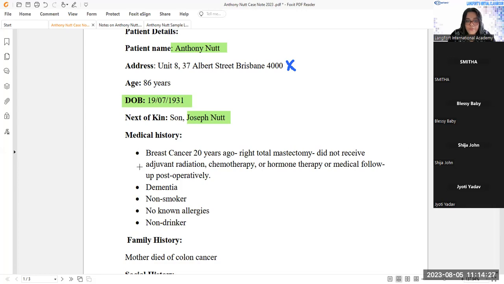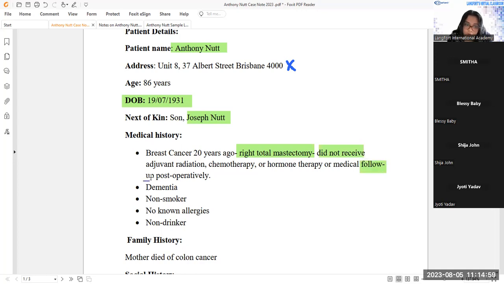Go through it. Breast cancer 20 years ago. Okay, so should I say breast cancer 20 years ago? No, you can write mastectomy. Yes, very good. If you say this is a male patient with a total mastectomy 20 years ago, it's understood, right? It's due to breast cancer. And should I specify that the patient did not take any follow-up treatment, or should I just say did not receive any follow-up treatment? Yes, that is more than enough.